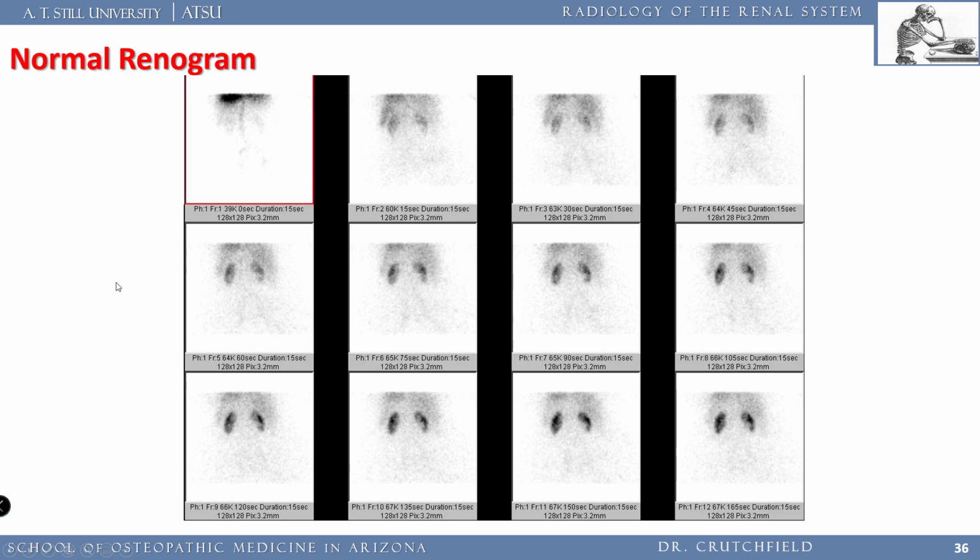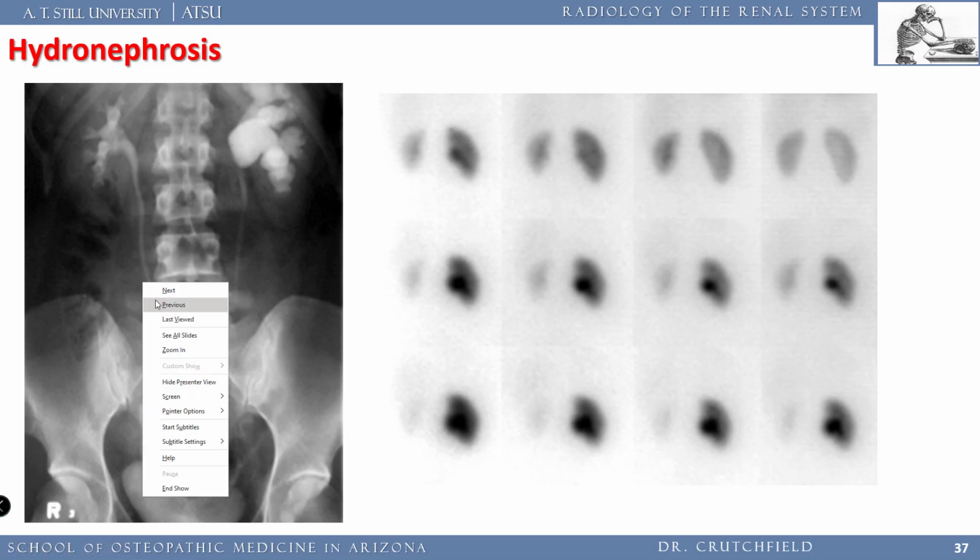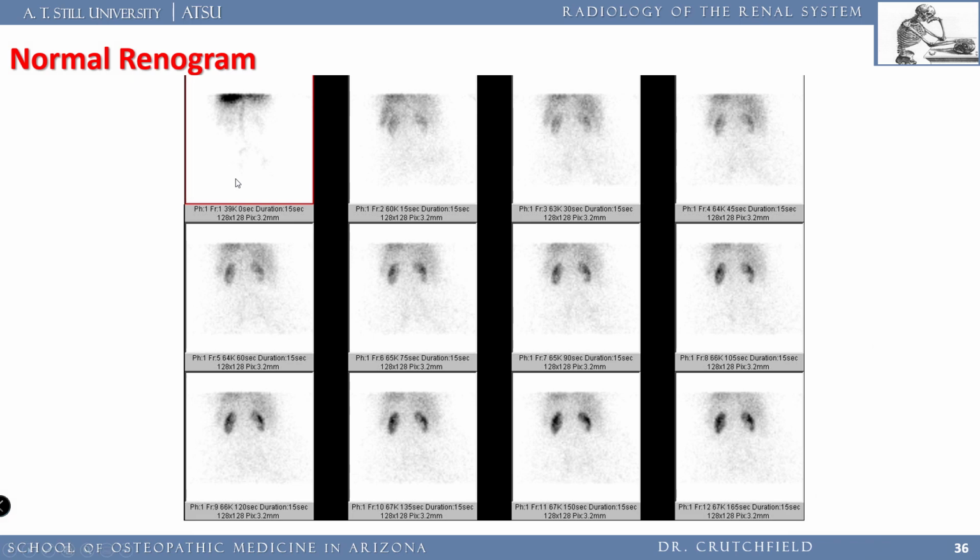And here's a good example. Sorry, I went too quick. Here's a good example of someone who has a normal renogram. So here you can see the kidneys lighting up, which means the blood flow to both kidneys is equal, and both kidneys are functioning well because they're lighting up equally. And if you look inside the kidney, you can see the collecting system. Here's the parenchyma of the kidney, okay? And then here is the collecting system of the kidney. So this is like the cortex, sort of, and these would be like the renal pyramids in here.